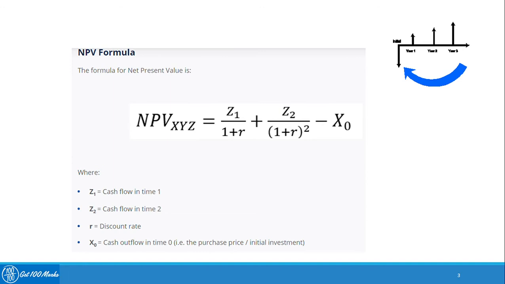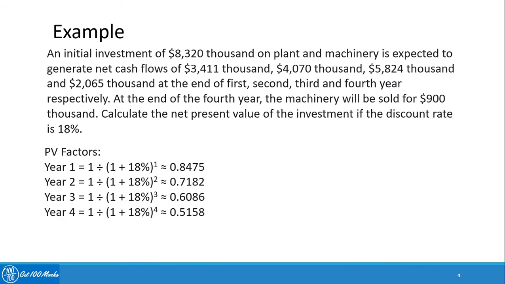X0 is the cash outflow in time 0, which means this is the original investment which you make in time 0. Z1 is the cash inflow. Please remember that X0 is the cash outflow and not the inflow. Instead, Z1 and Z2 are the cash inflows. So if Z1 and Z2 are positive, X0 has to be negative because that's an outflow, which is opposite from the inflow. These are small things which you have to keep in mind while you're calculating NPV.